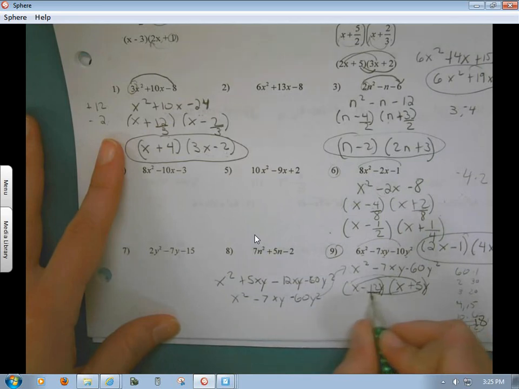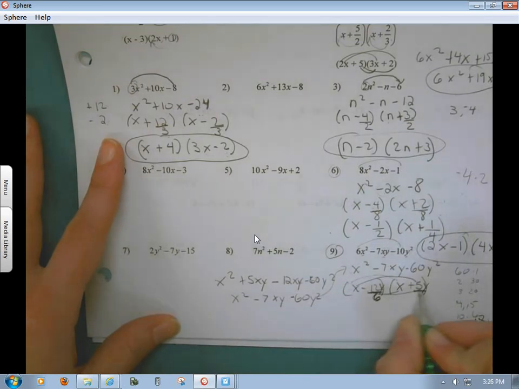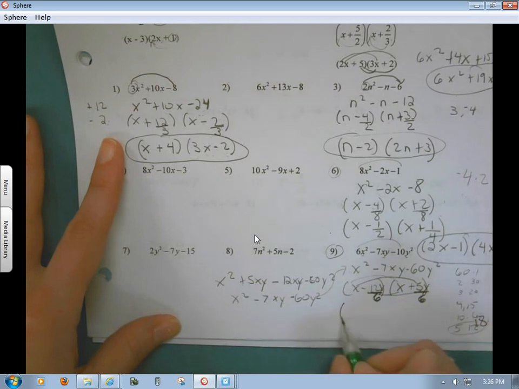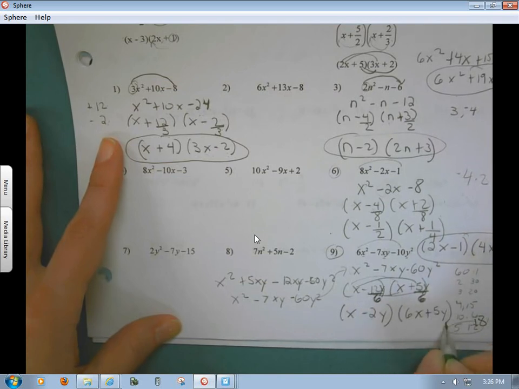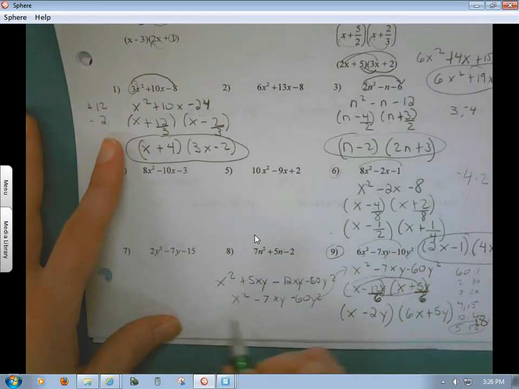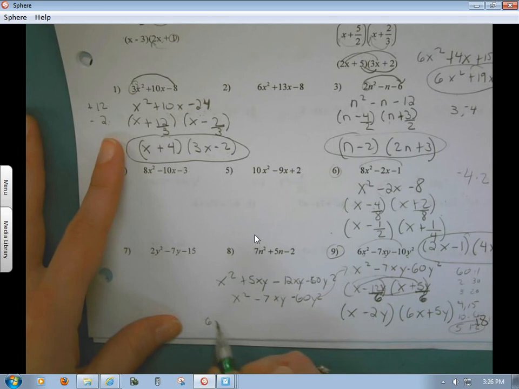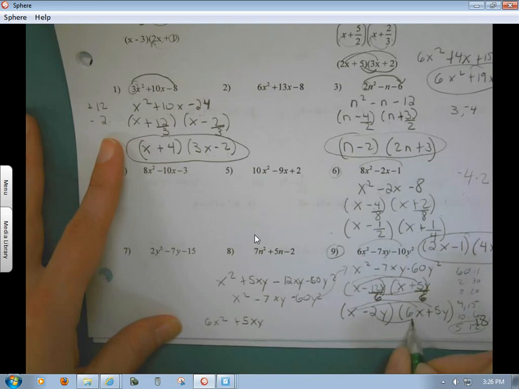Okay, so now I'm going to stick the 6 back in here. Okay, now I'm going to divide this, so x minus 2y, because 12y divided by 6 is 2y. And then this is not going to reduce, so I'm going to slide that 6 forward. Okay, now let's FOIL this quickly and see if we did a good job. So x times 6x is 6x squared. That's this. Then x times 5y is 5xy.